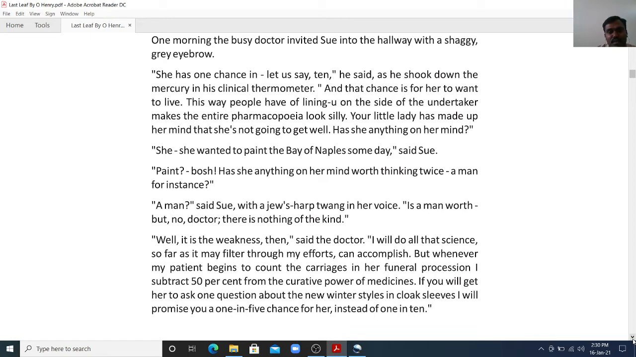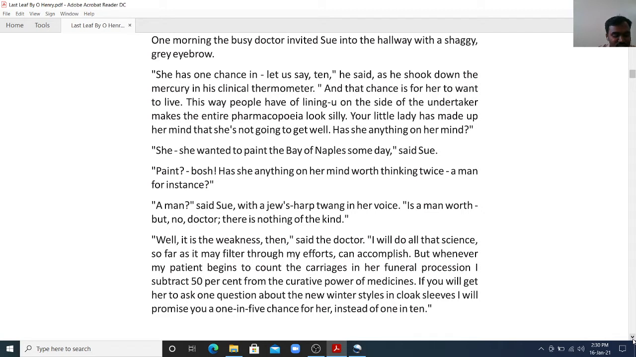So, your little friend had made up her mind that she is not going to live. I mean, she is not going to get well. The doctor asked if there is anything that she is interested in. And she wanted to paint the Bay of Naples someday, said Sue. So Sue replied saying she had told me that she wanted to paint the Bay of Naples. Paint, bosh. Has she anything on her mind worth thinking twice?